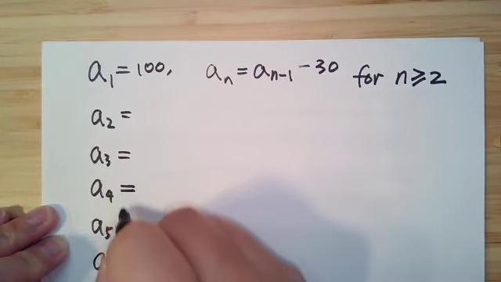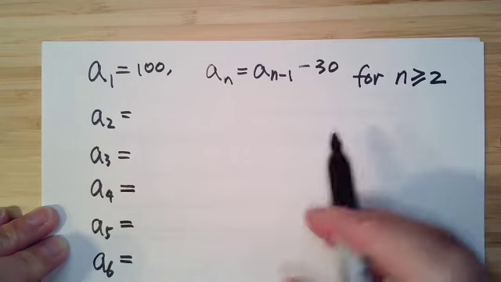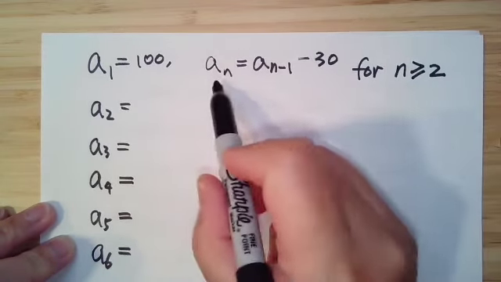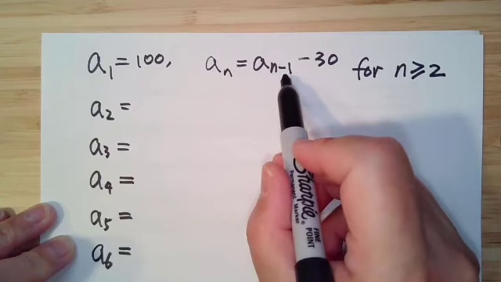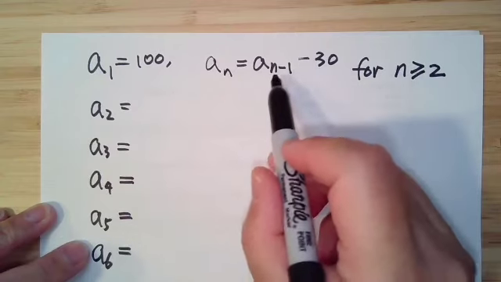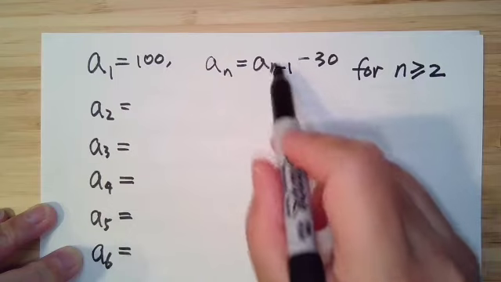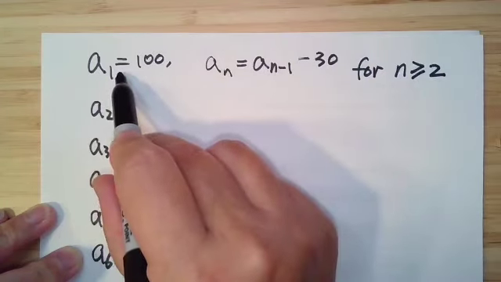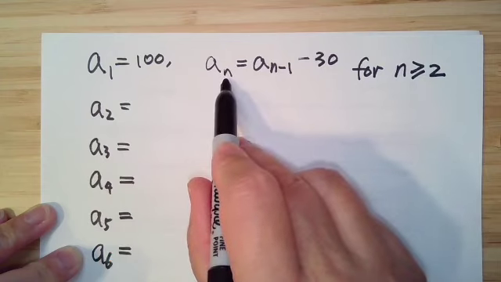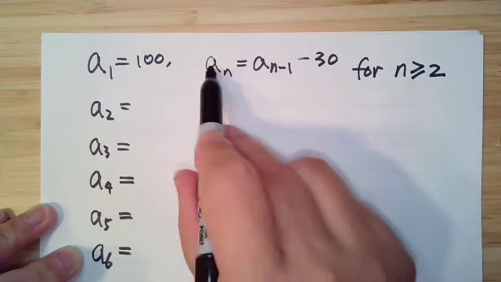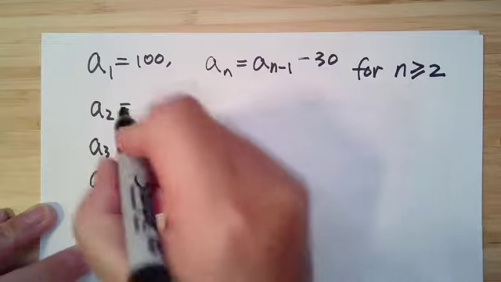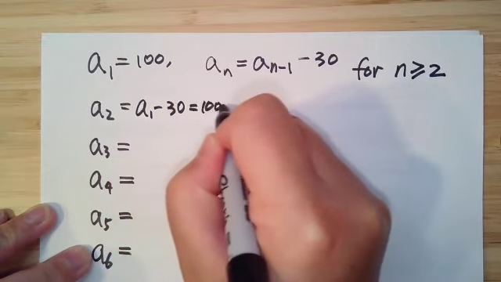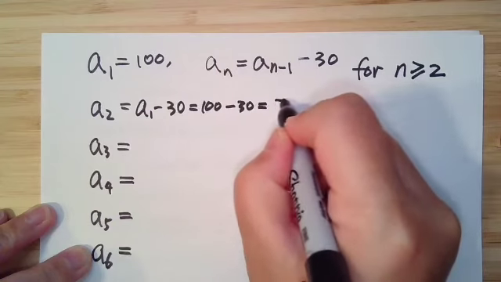And we were told this is a common difference sequence. The common difference is AN equals AN minus 1 minus 30. So every term is the previous term minus 30. So A1, then A2 will be here, n equals 2. 2 minus 1 is 1. So A2 is A1 minus 30, which is 100 minus 30. The answer is 70.